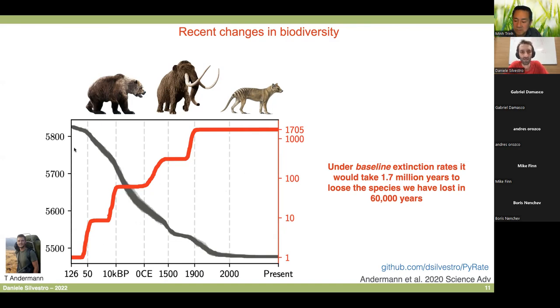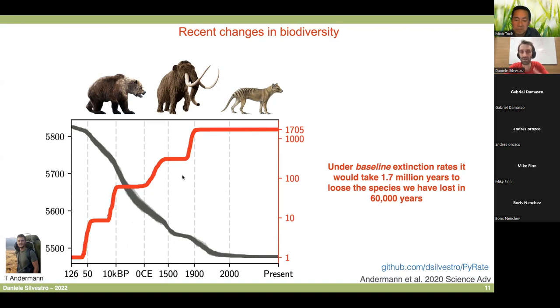And on the y-axis, we have a gray plot showing how the diversity of mammal species has changed over this amount of time. And you can see how strongly it has decreased over time. So we lost hundreds and hundreds of mammal species. And this is a Bayesian estimation of how the extinction rates have increased over time.